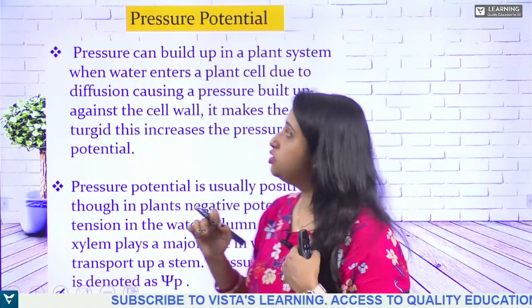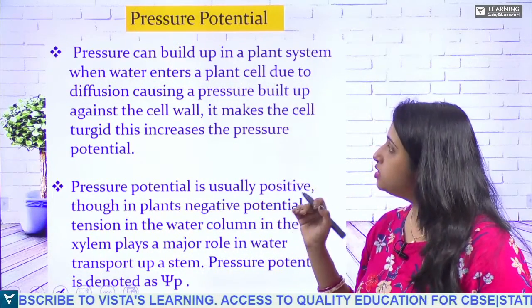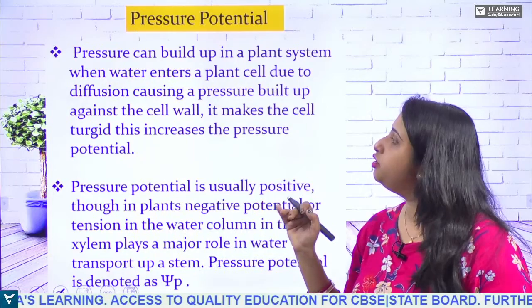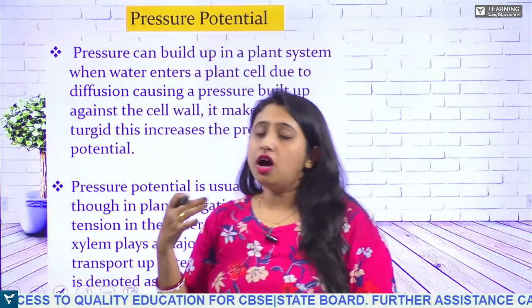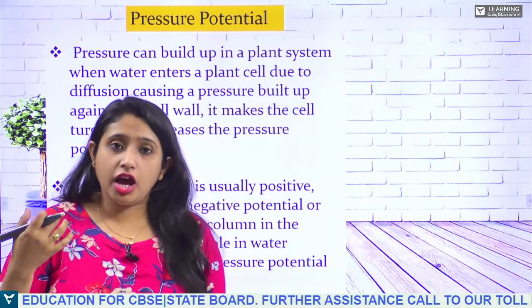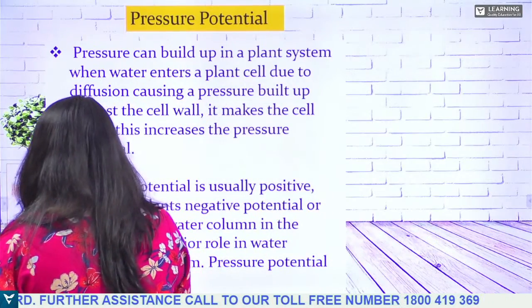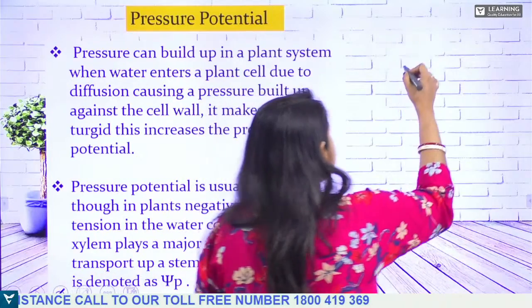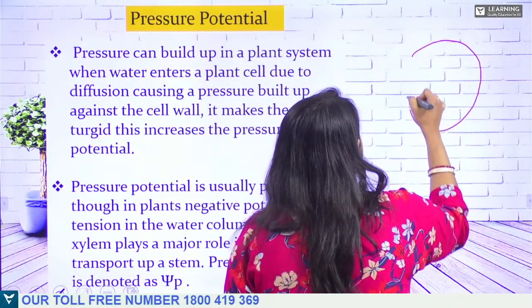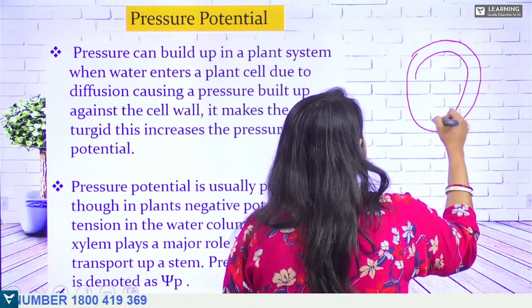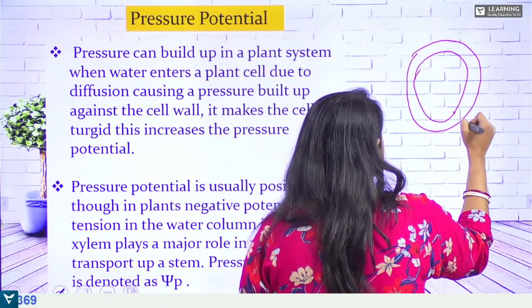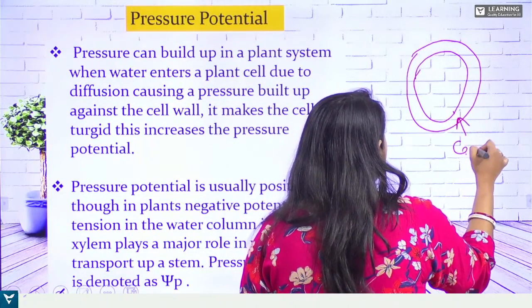Pressure potential means what? Pressure can build up in a plant system when water enters the plant cell due to diffusion. Now sometimes what happens, you know that the plants, they have got a cell wall, isn't it? So yes, this is the plant cell. The plant will also be having a cell wall. This is the cell wall.